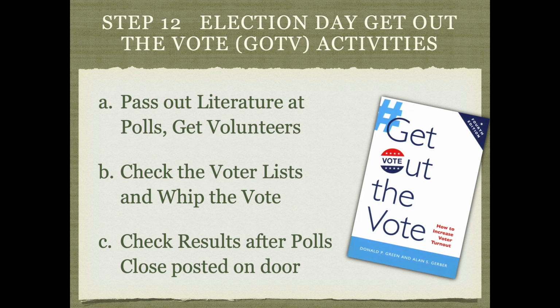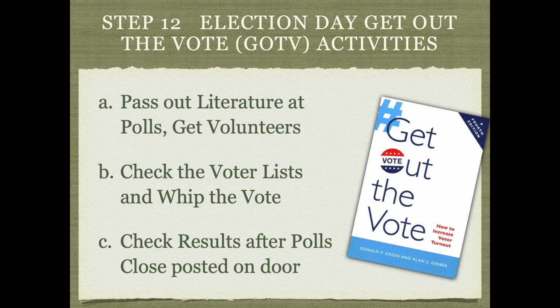Step 12. Do Election Day get out the vote activities. Get volunteers to help you personally pass out your literature to voters at precinct voting locations as they are walking into the polls. Stay at least 100 feet from entrance to the polls. Whip the vote by checking the 11 a.m. and 4 p.m. voter tallies posted inside the polls and contact those who have not voted yet. Polls close at 7:30 p.m.